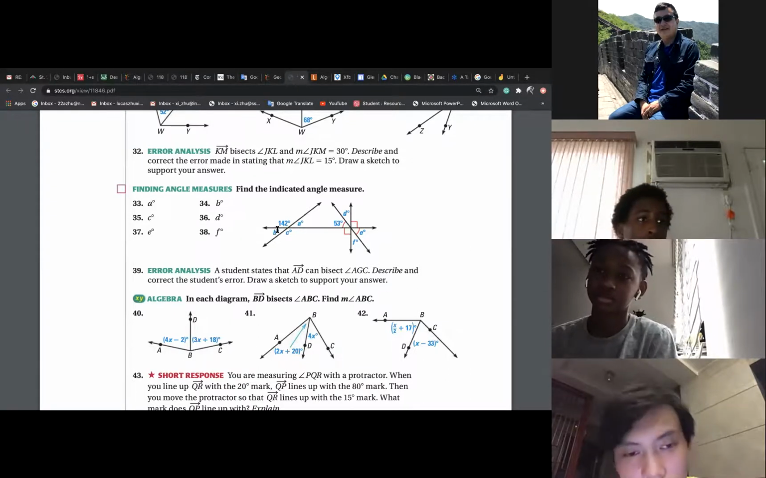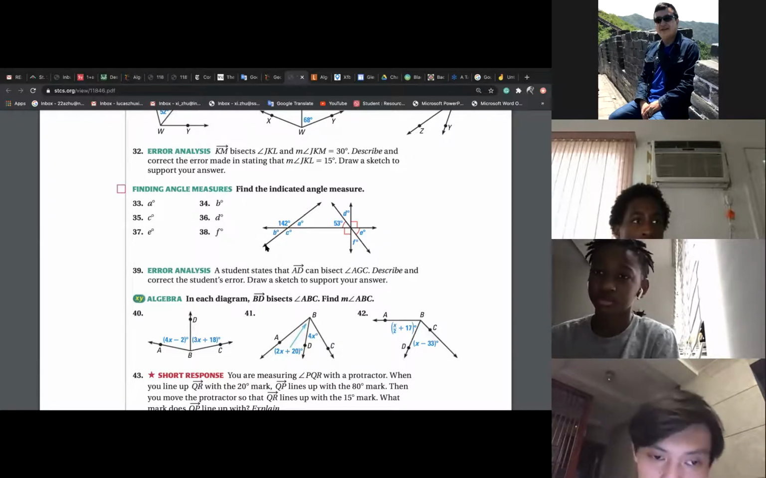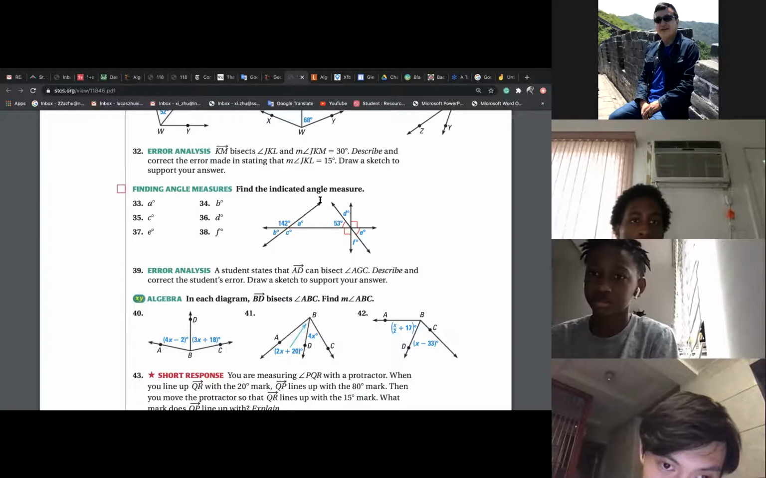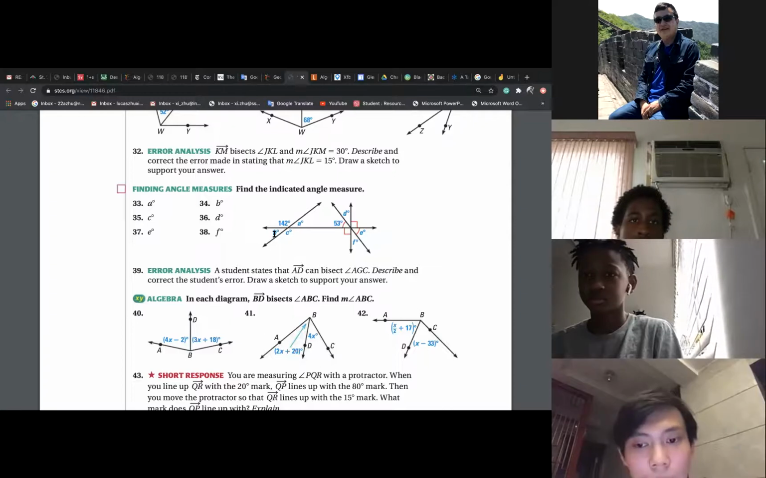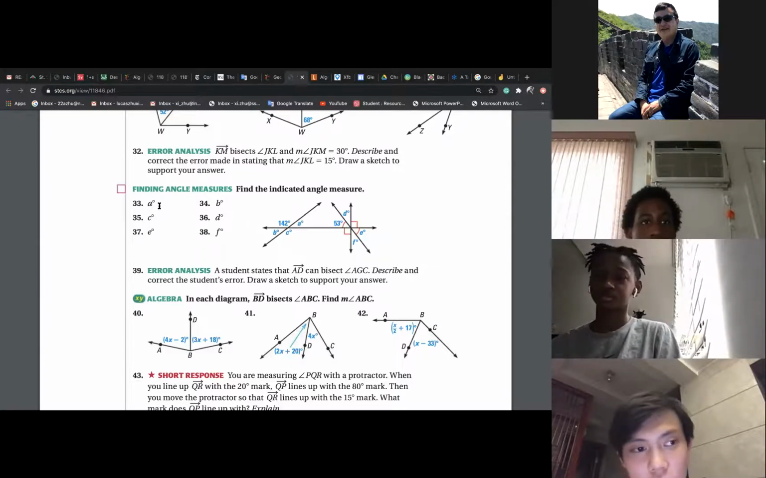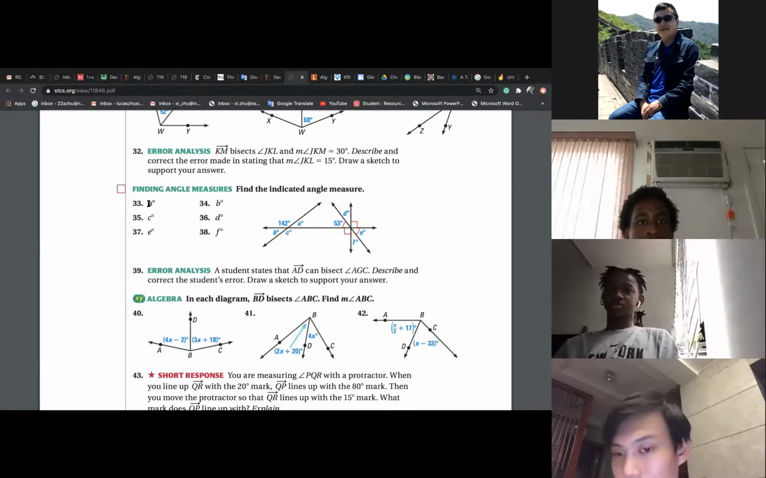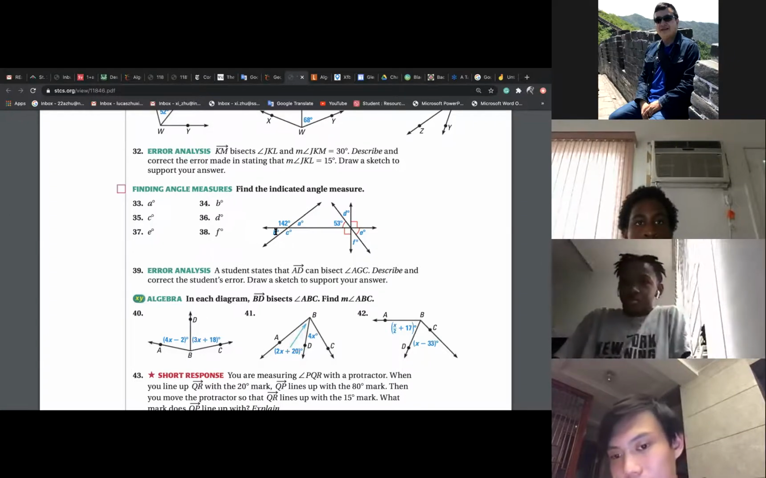Look, see? Do you see that this is the straight line, right? So you know that if they combine together, they equal 180, right? Which is the same thing as this one, which is the same thing as A, right? So you know this is 38, right?